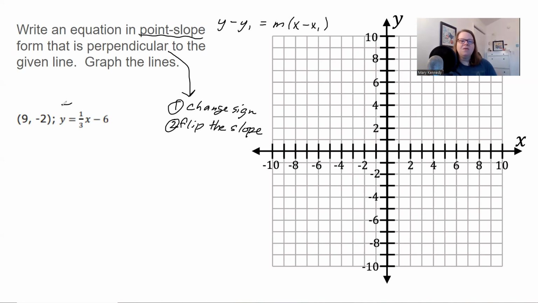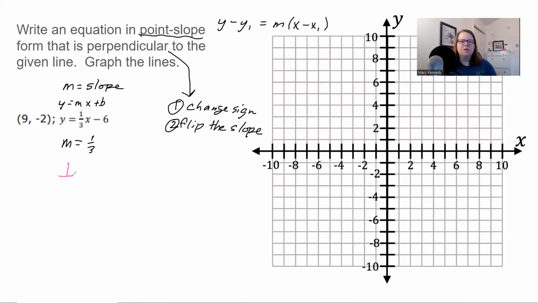So think about the equation that we're given. What's the slope here? y equals mx plus b. We know that m is the slope, right? And so the slope of this line is 1/3. So now let's think about what the perpendicular slope is.